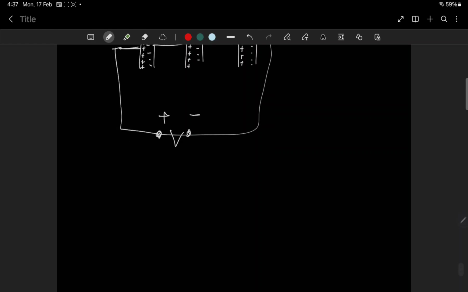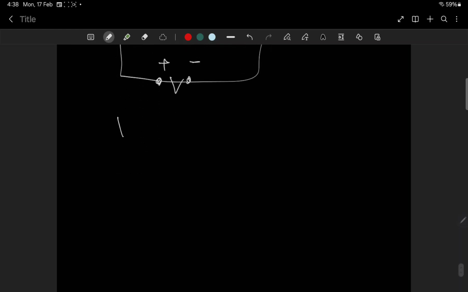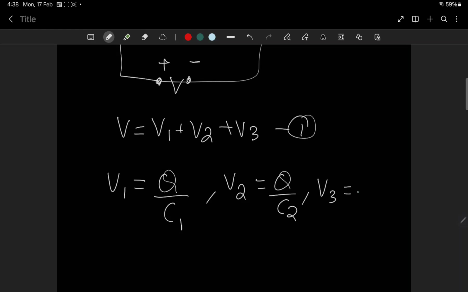Consider capacitors C1, C2, C3 with voltages V1, V2, V3. So you know that total voltage is V1 plus V2 plus V3. That is the first equation. Now you know that C is equal to Q by V. So V1 is Q by C1. V2 can be written as Q by C2. V3 can be written as Q by C3.